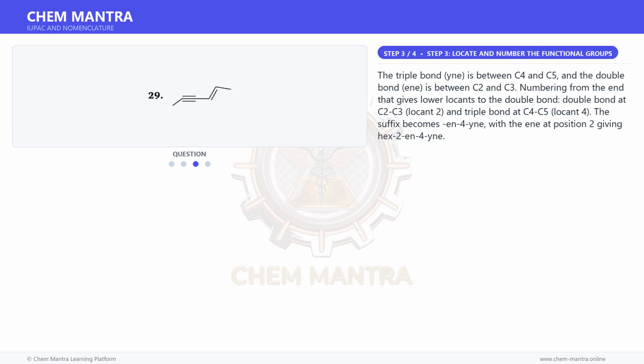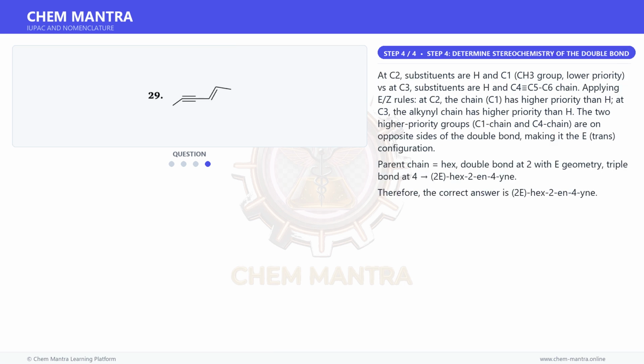The triple bond is between C4 and C5 and the double bond is between C2 and C3. Numbering from the end that gives lower locants to the double bond at C2, C3, locant 2, and triple bond at C4, C5, locant 4. The suffix becomes yne, with the ene at position 2, giving hex-2-en-4-yne.